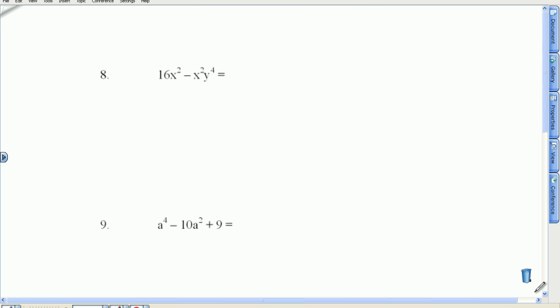Alright, 18. So look at that garbage in there. It's a very messy looking problem. It definitely has a GCF. Let's take it out. Look at what's common to both terms, an x squared. So we'll take that out. X squared times, let's see, these cancel, 16, and these cancel, minus y to the fourth.